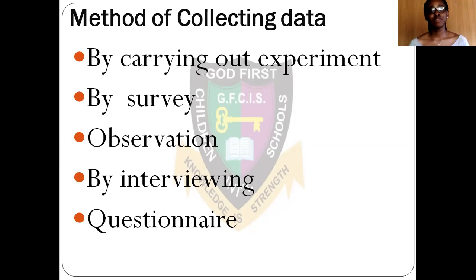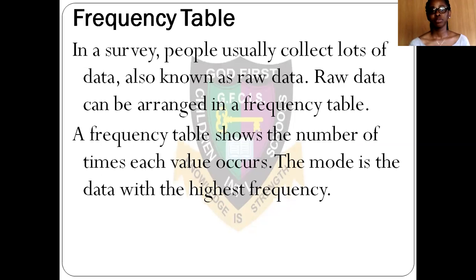3, by observation. Looking, or observing things, is another way of collecting data. 4, by interviewing a person or whatever thing, to get the information that is needed. And 5, questionnaire. A questionnaire is just a way of answering some simple questions to get whatever information is needed.